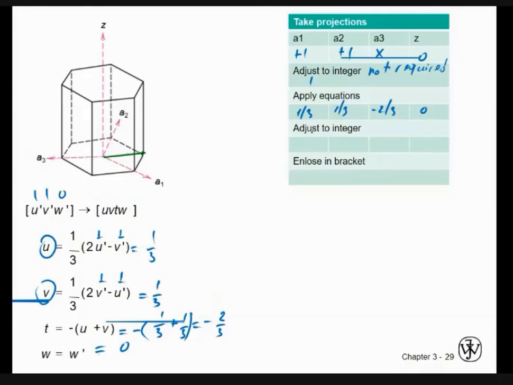So I need to adjust it to integer. So multiply by 3. It will be 1, 1, negative 2, 0. And close it in a bracket. 1, 1, negative 2, 0. And that's it. Let's continue.